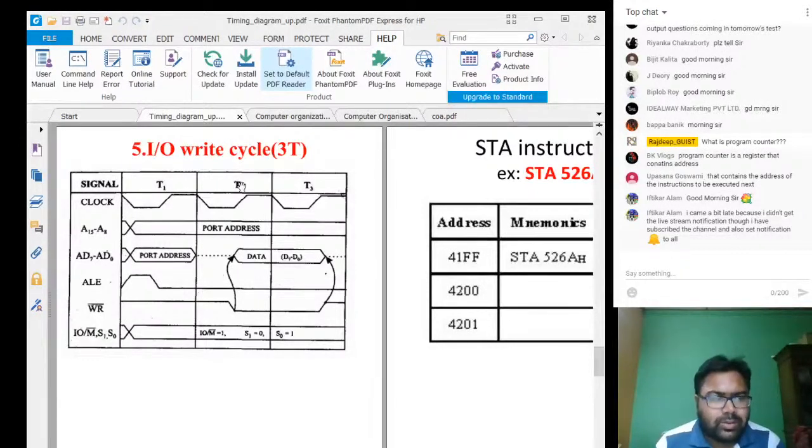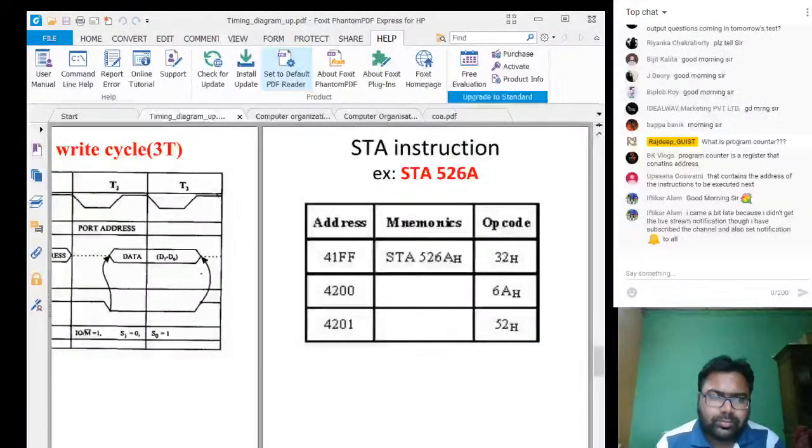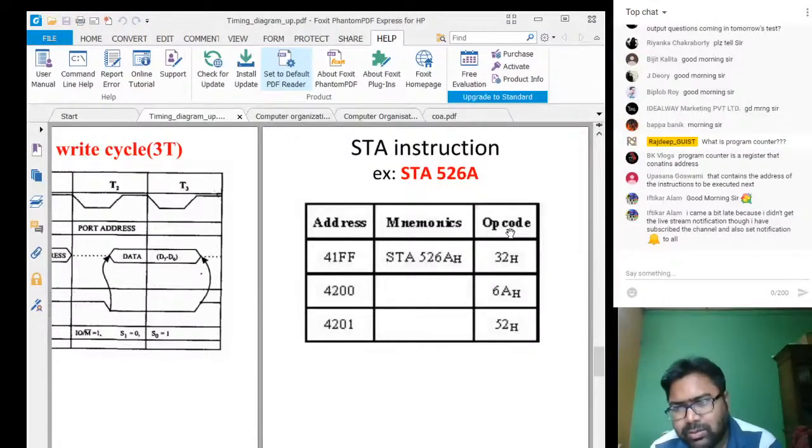So IO write is also, to an extent, similar. The only thing is, in place of read you have write here. So next, let us see this particular instruction. What will be the timing diagram for this instruction?